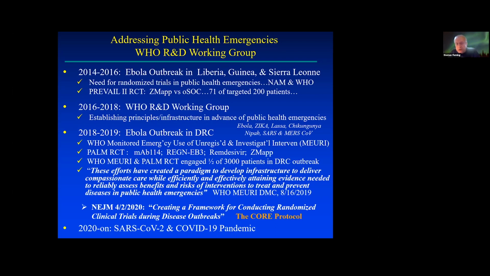And I was the chair of the International Committee for the compassionate access. And we argued that anybody who was eligible for the RCT was no longer eligible for compassionate access. They had to be channeled into what was called the PALM-RCT. And it was amazingly successful in that we were able to randomize not 70, but 700, and got reliable evidence about two monoclonal antibodies, MAB114 and Regeneron, as being superior.